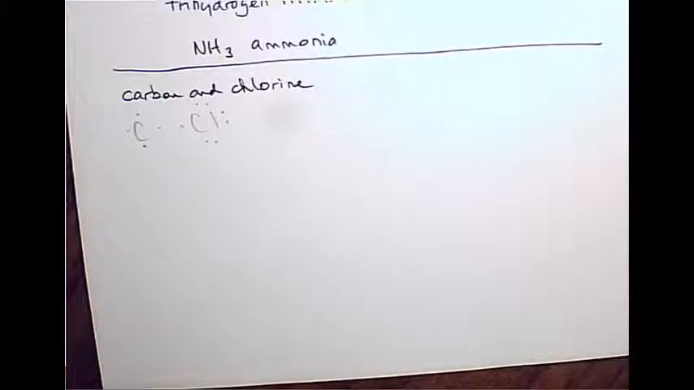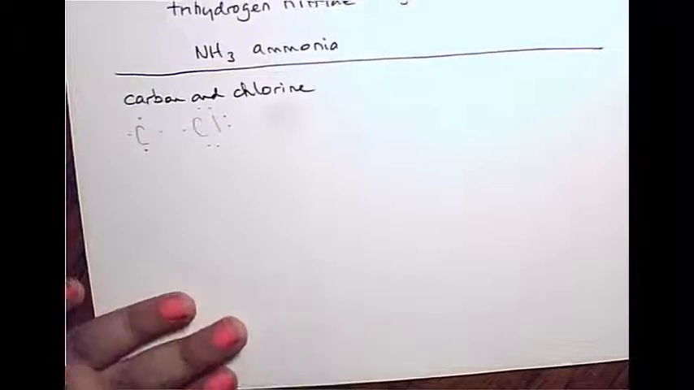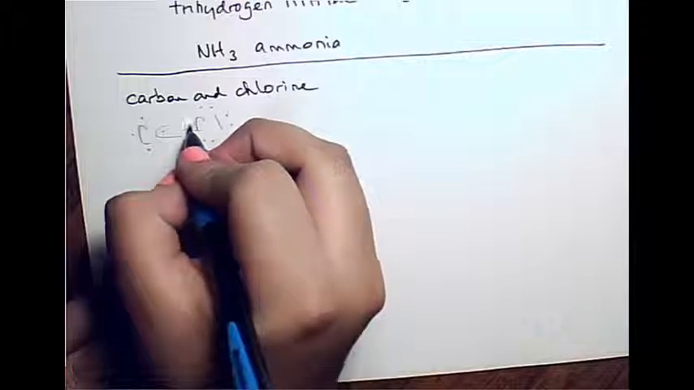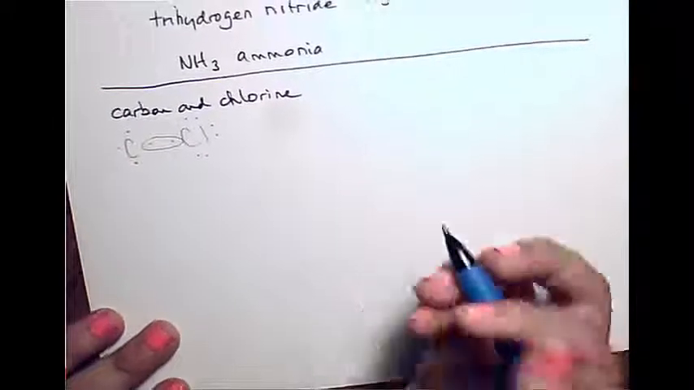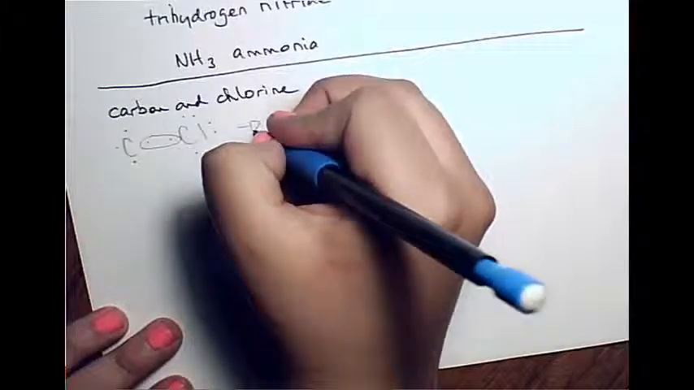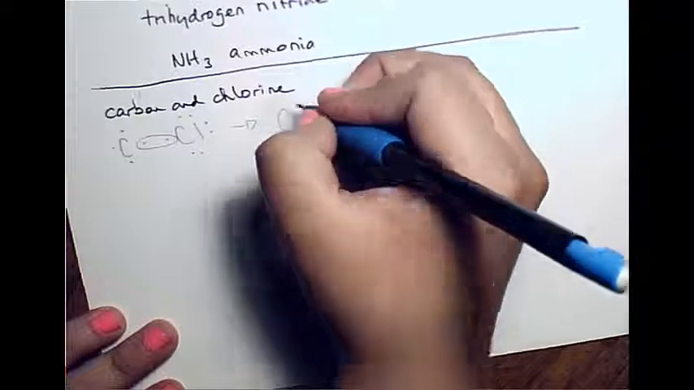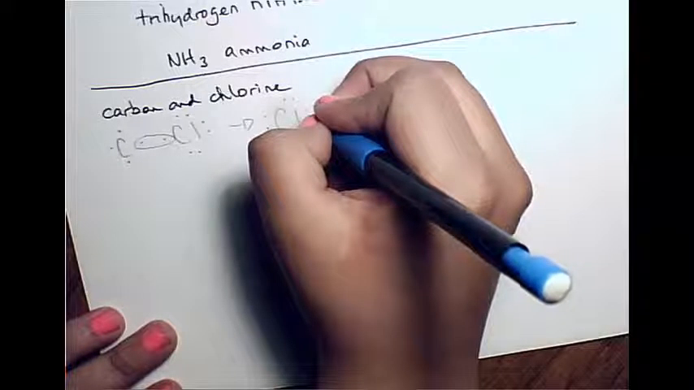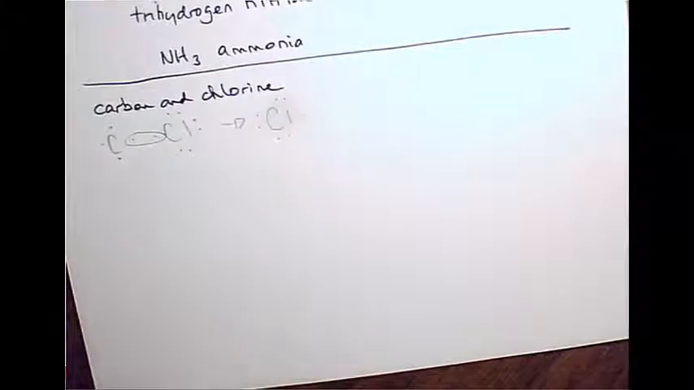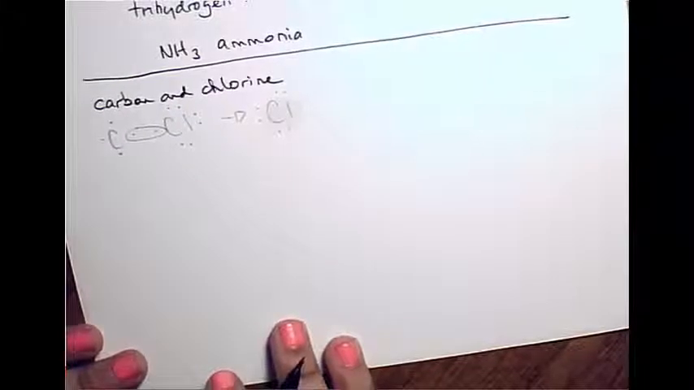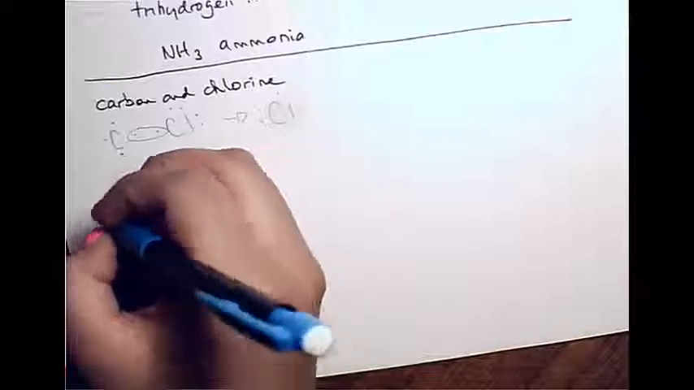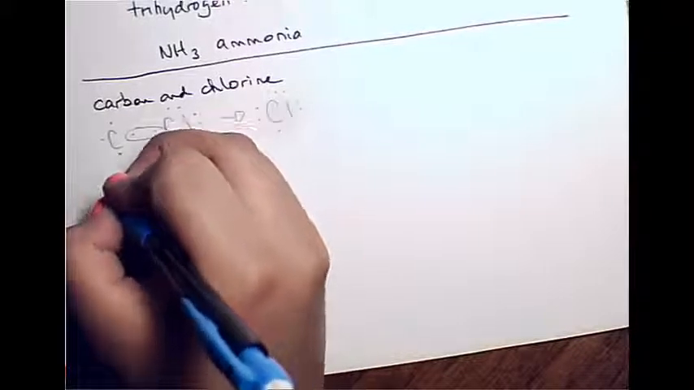Okay, carbon has 4 dots and chlorine has 7. And they both need to have 8. So carbon is going to let chlorine borrow 1. Okay. And that will be just so for chlorine. Now carbon has to have 8 too.